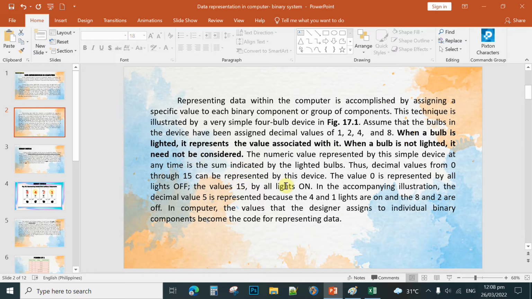The numeric value represented by this simple device at any time is the sum indicated by the light bulbs. Thus, decimal values from 0 through 15 can be represented by this device. The value 0 is represented by all lights off, and the value 15 by all lights on. In the accompanying illustration, the decimal value 5 is represented because the 4 and 1 lights are on and the 8 and 2 are off. So, in the computer, the values that the designer assigns to the individual binary components become the code for representing data.